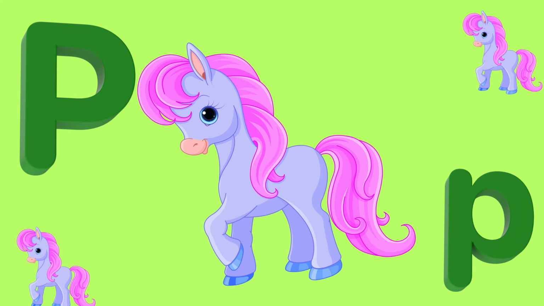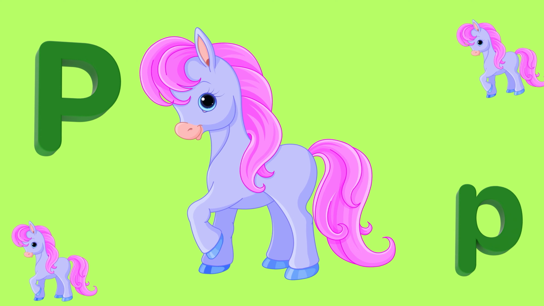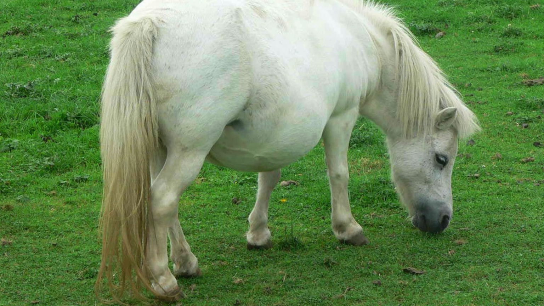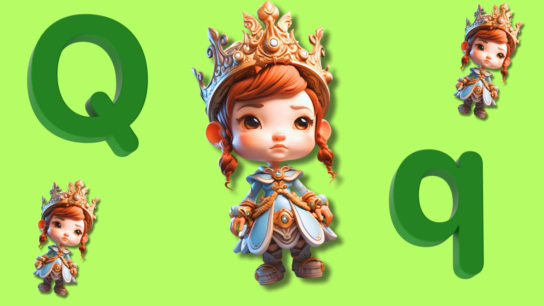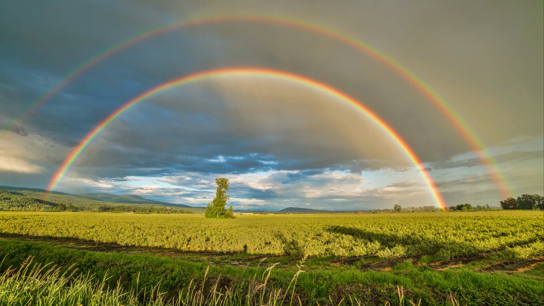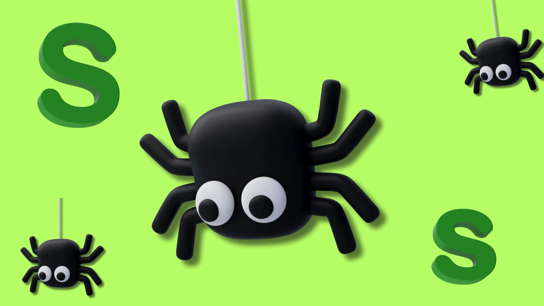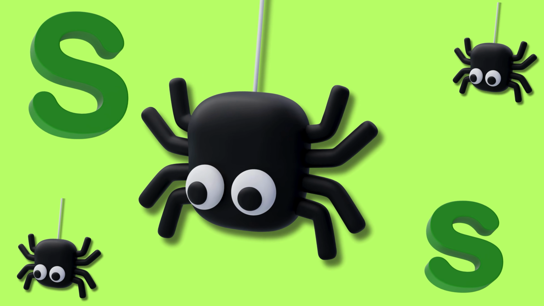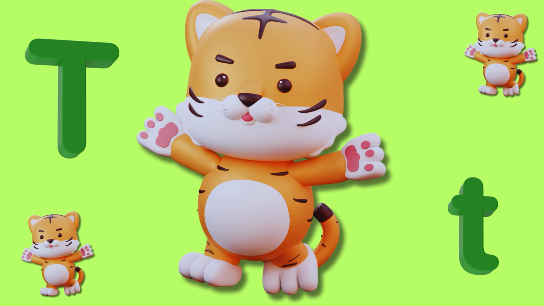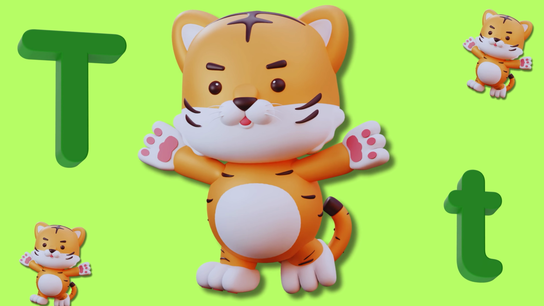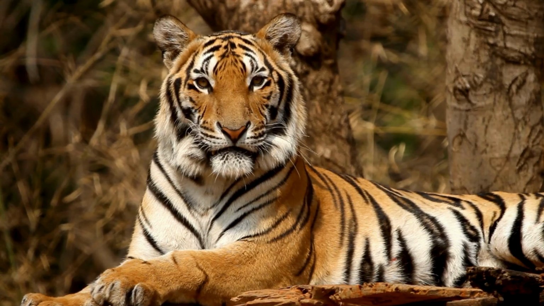P is for pony. P, p, p, p, pony. Q is for queen. K, k, k, k, queen. R is for rainbow. R, r, r, r, rainbow. S is for spider. S, s, s, s, spider. T is for tiger. T, t, t, t, tiger.